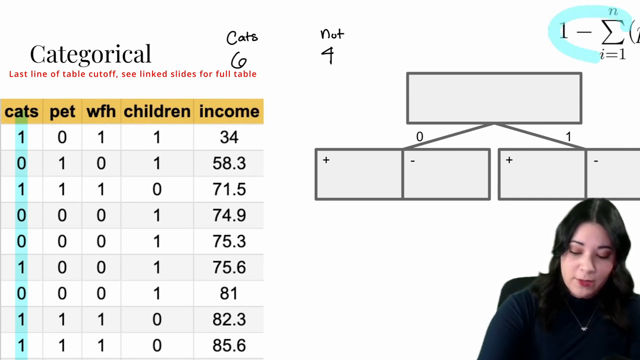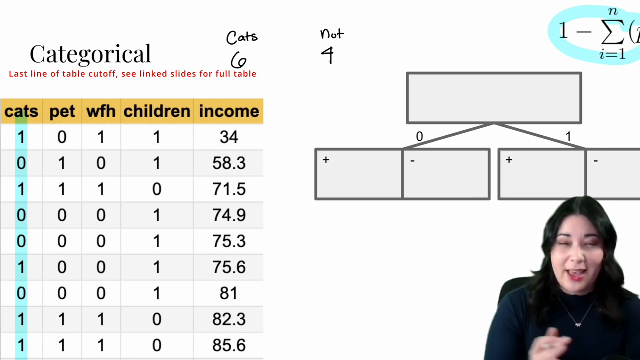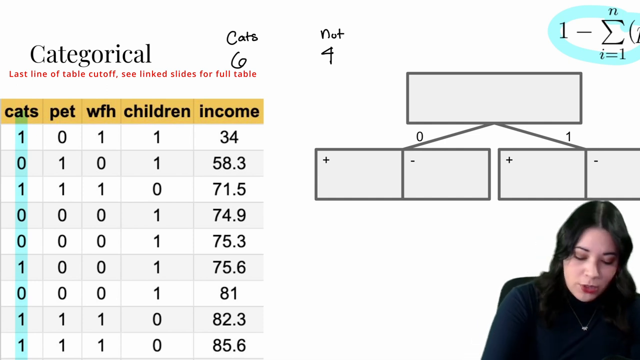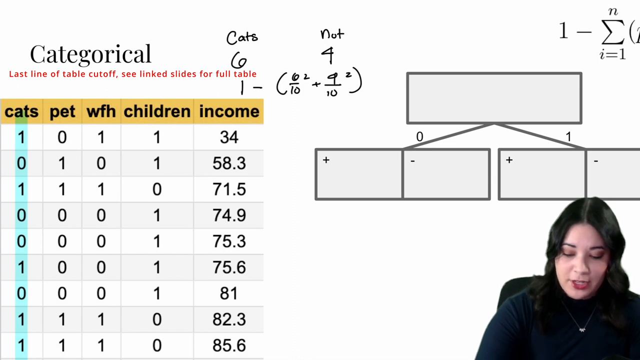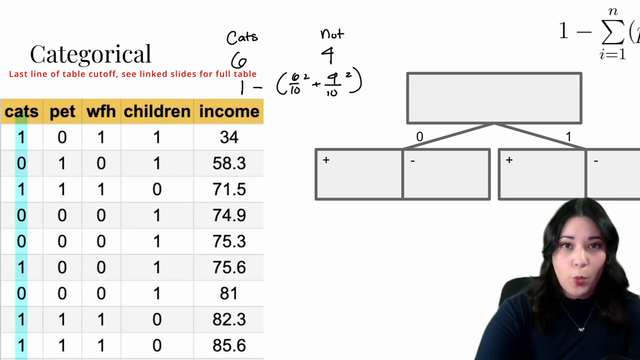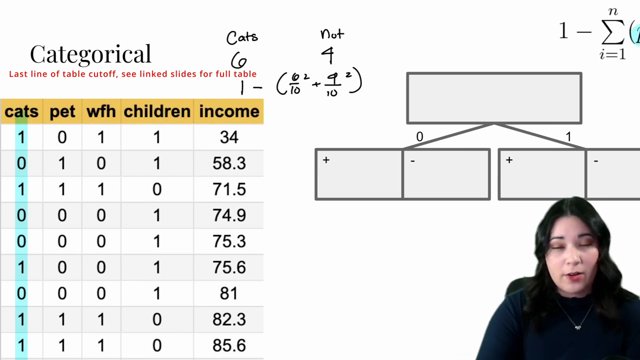Using this formula for Gini impurity, we can calculate the overall impurity of the data set before we've made any split. In order to do that, we're going to say 1 minus (6 over 10) squared plus (4 over 10) squared. In the formula for Gini impurity, what we're doing is we're taking 1 minus the sum of the probability of a category squared for all of the categories in our data.